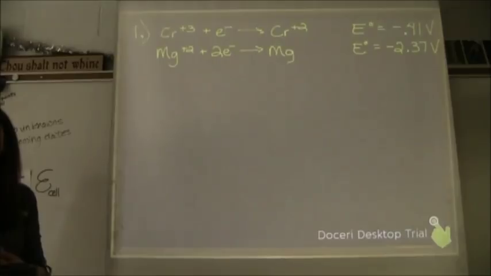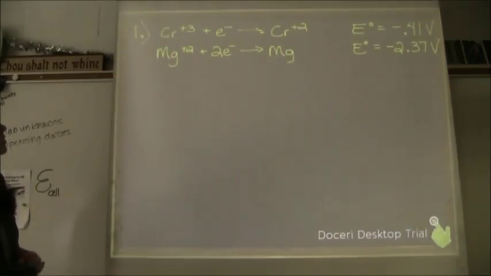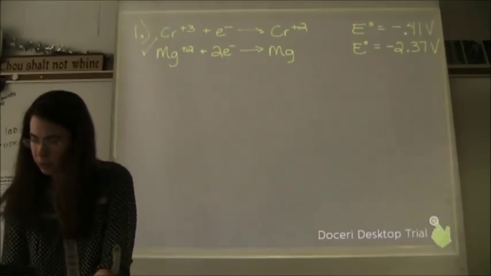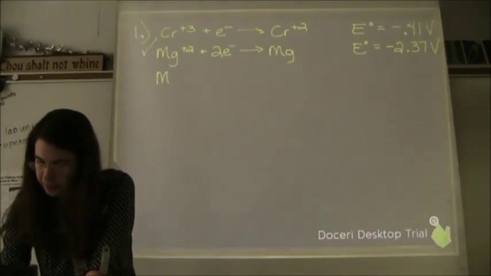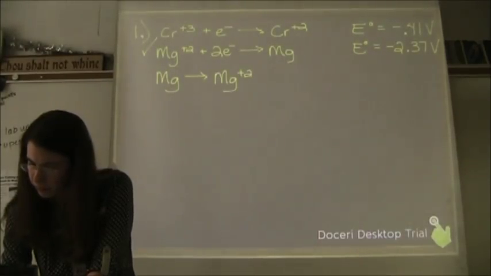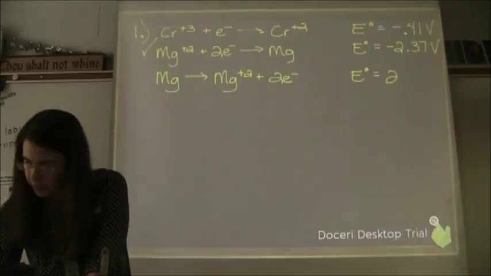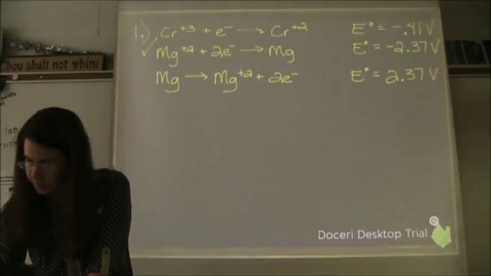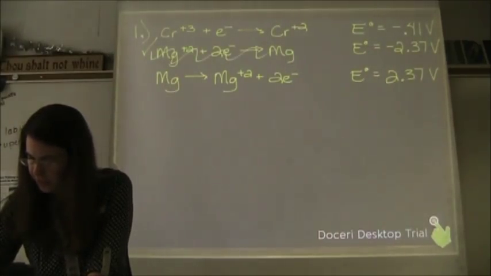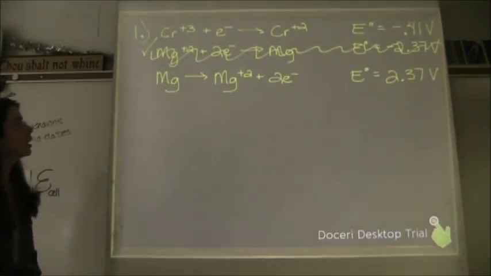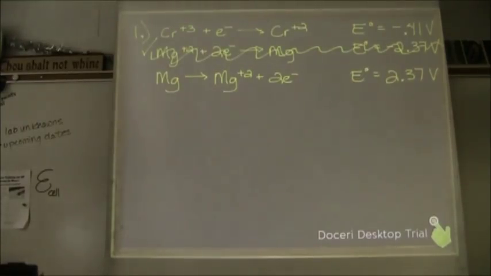Which reaction do I need to flip? The second one, the magnesium. You're absolutely correct. So I'm going to write it flipped. And tell me one more time what happens to that potential. Becomes positive, changes sign. Okay, I'm going to scribble through this because I don't need it anymore. Am I ready to add my two half reactions together? Yes.